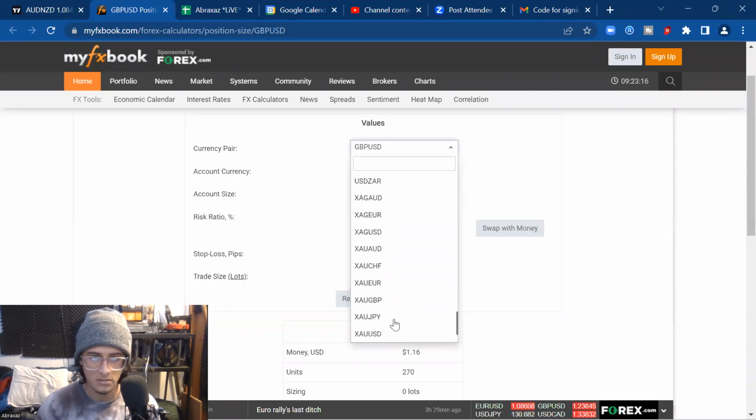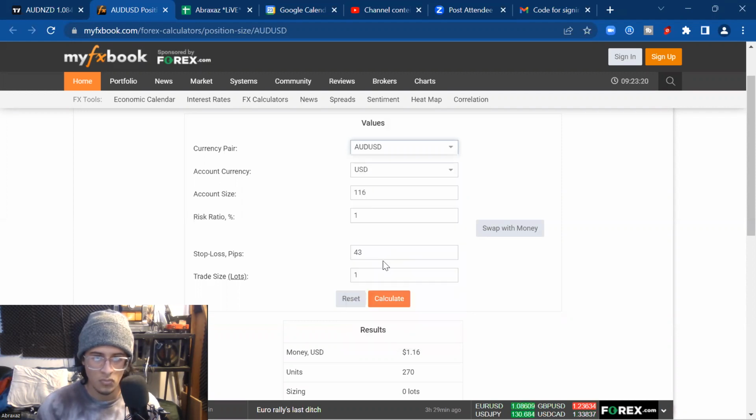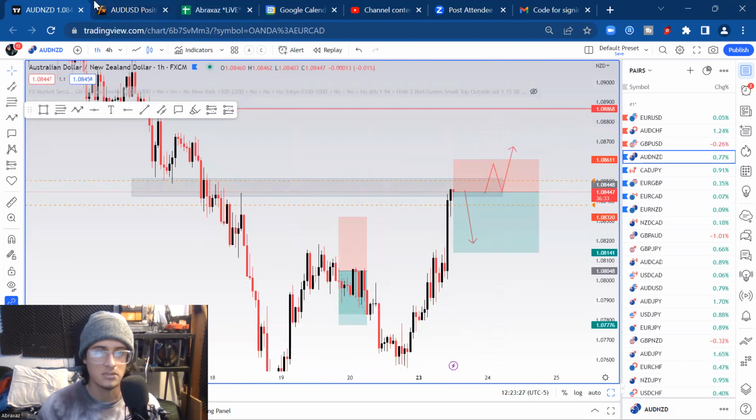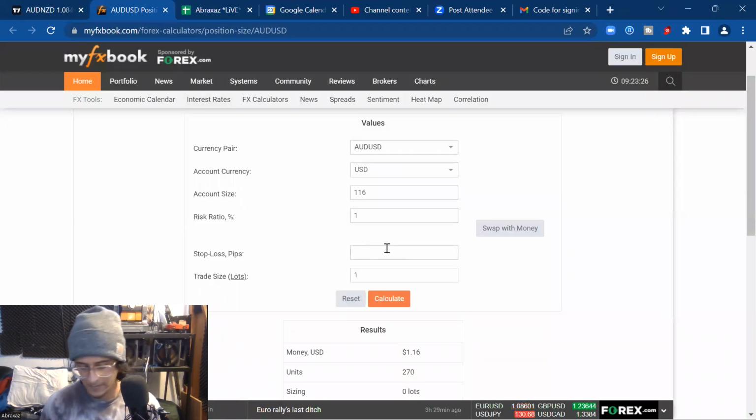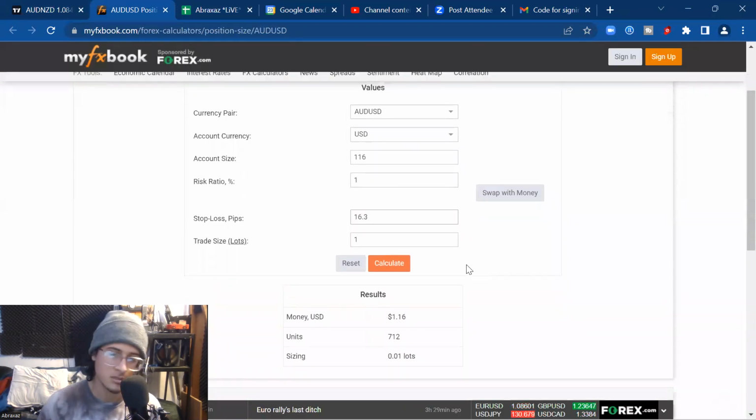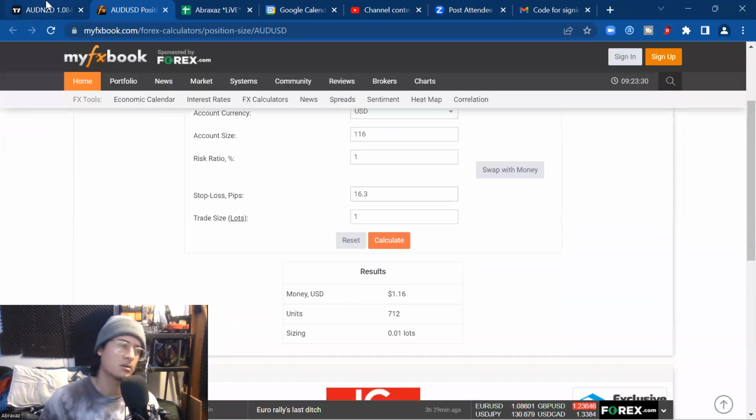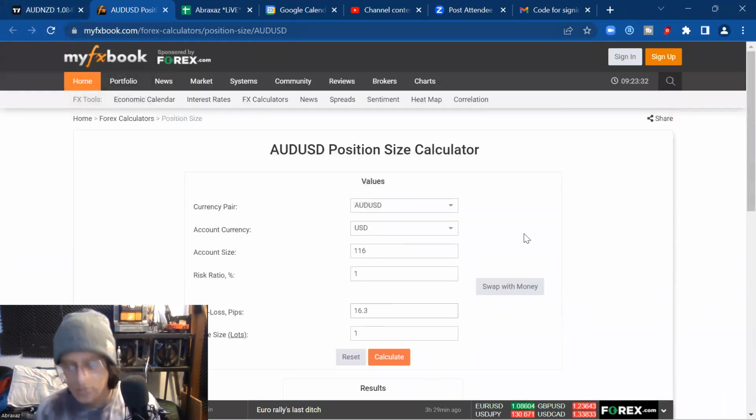AUD USD, where you at? Boom, 116. Stop loss is about 16.3, 16.3, and it's gonna give me 0.01 lot. All right, bet. 0.01 lots. So what are we in? We are in AUD USD. We finna sell that. Boom.